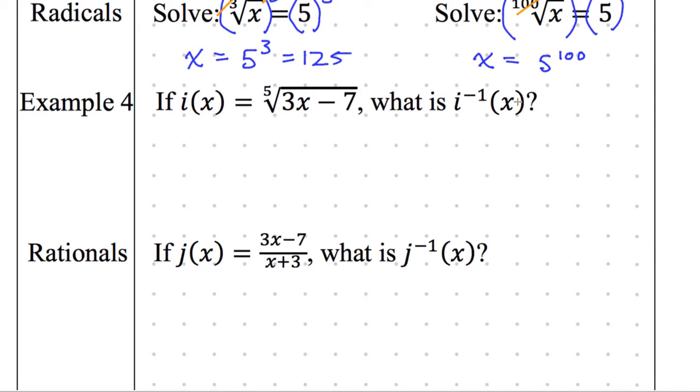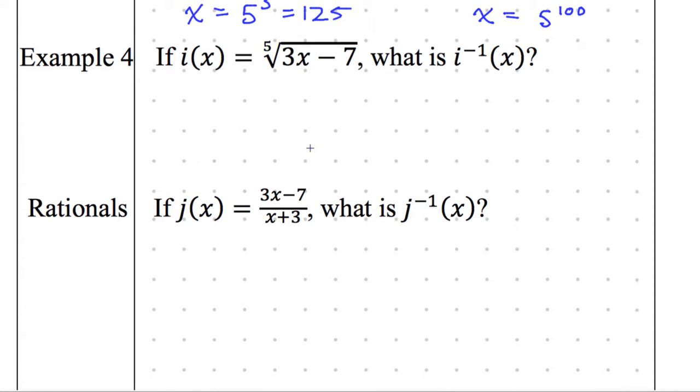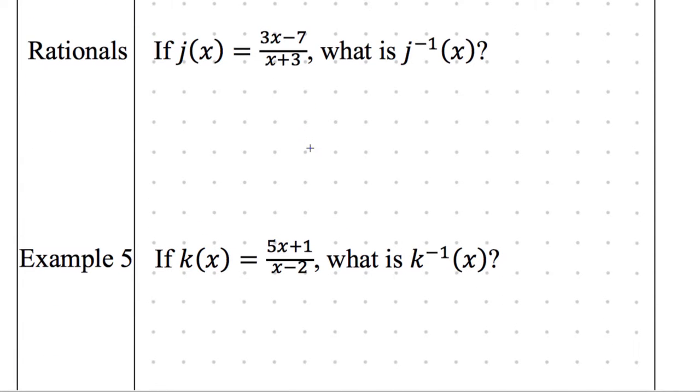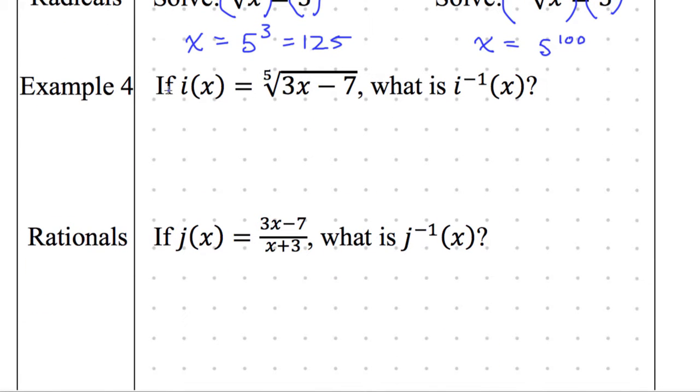Perfect, perfect. Okay, so we have example 4. We have this fifth root of 3x minus 7. We need to undo everything when we're taking the inverse. So again, I think example 4 you should be able to do on your own. Once we hit rationals, I think I'm going to have to walk through rationals and example 5 with you. But what I want you to do right now is walk through example 4 on your own and check with the neighbor once you're ready.